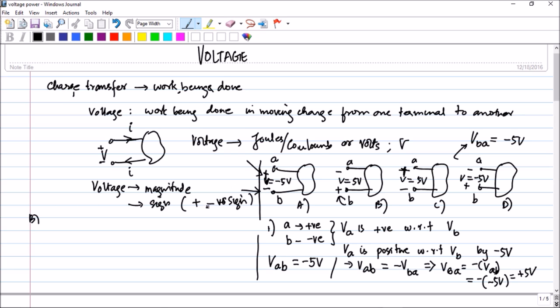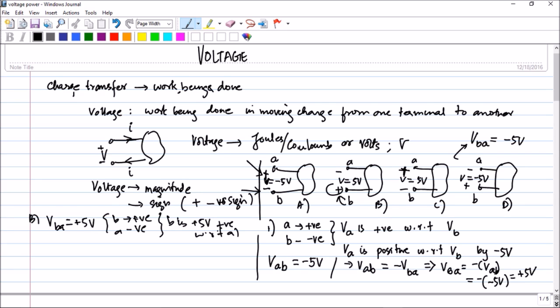Let us take now case number B and let us see what it has in store for us. So clearly we can see that in case number B, B has the positive potential and A has the negative potential. So what does that mean based on what we have studied in case B? VBA is equal to plus 5 volt. Why? B is positive here and A is negative here. It means that B is plus 5 volt positive with respect to A. Now I would like to emphasize here that B is plus 5 volt more as compared to potential at A.